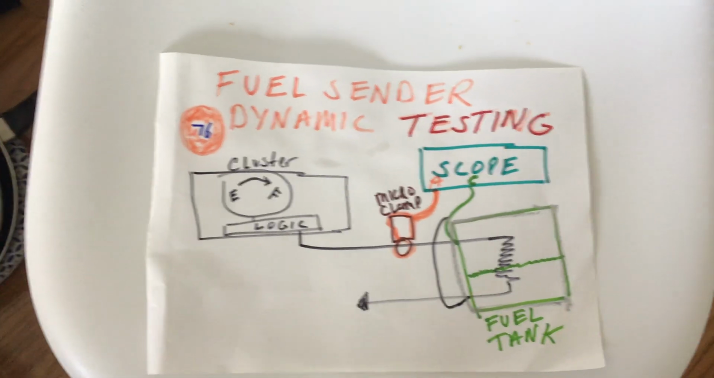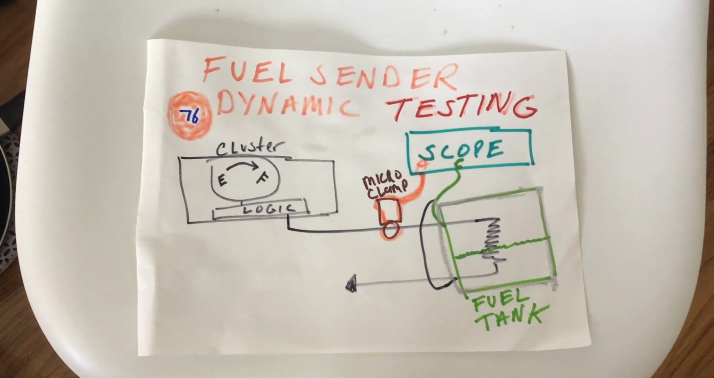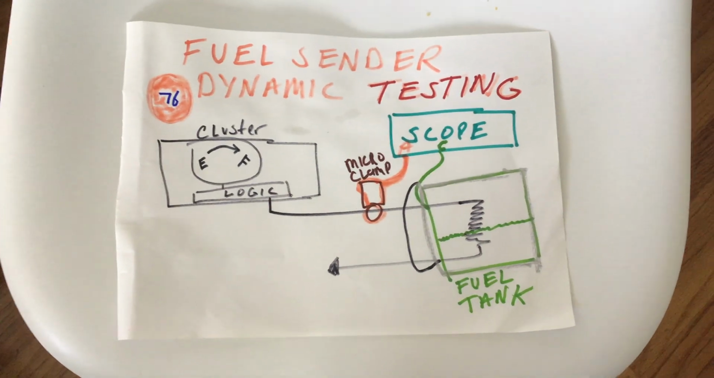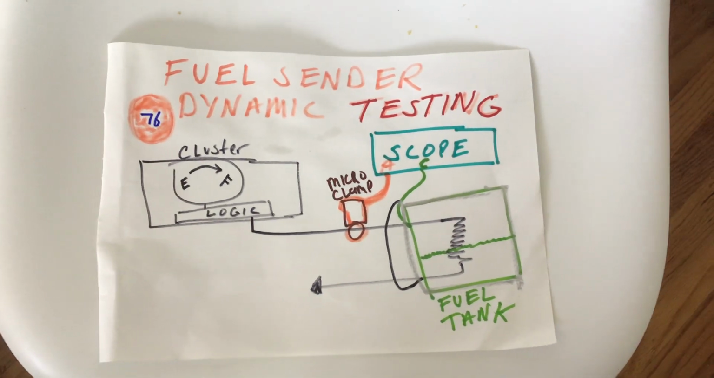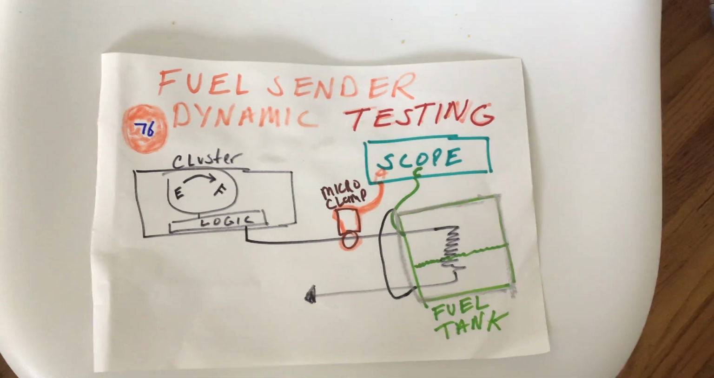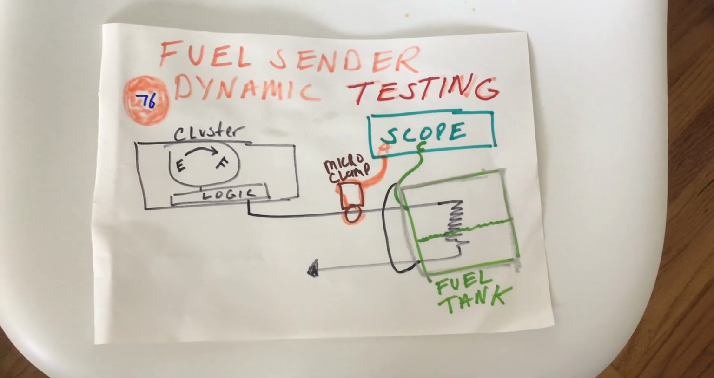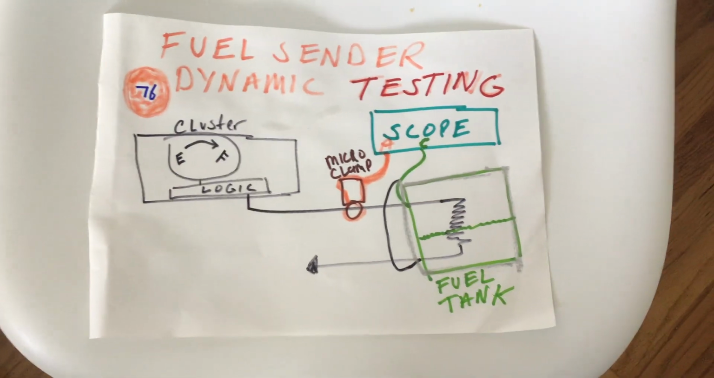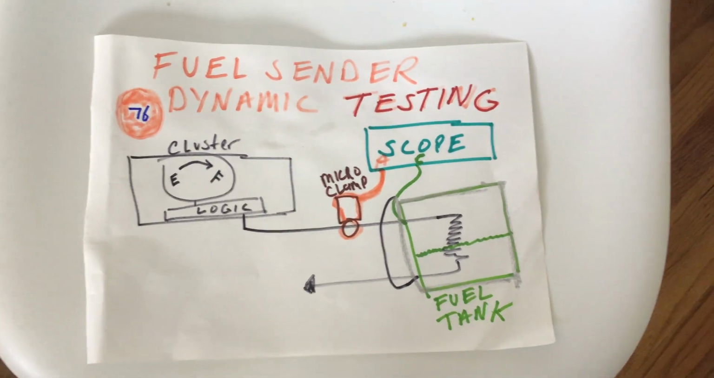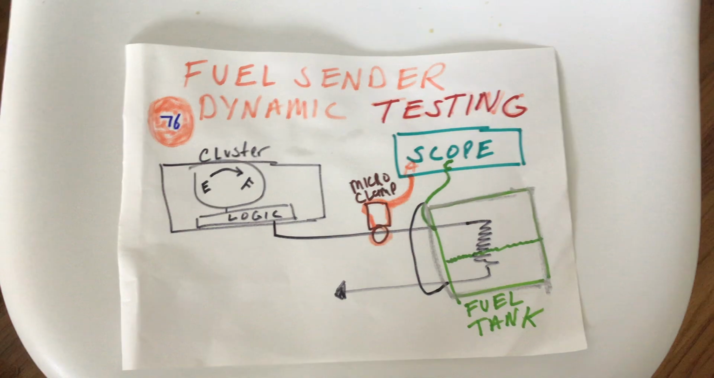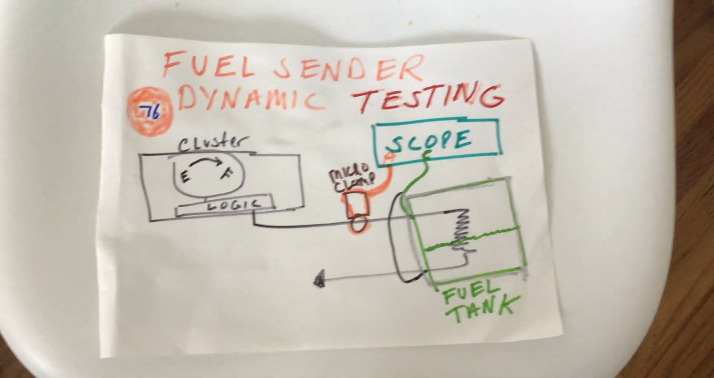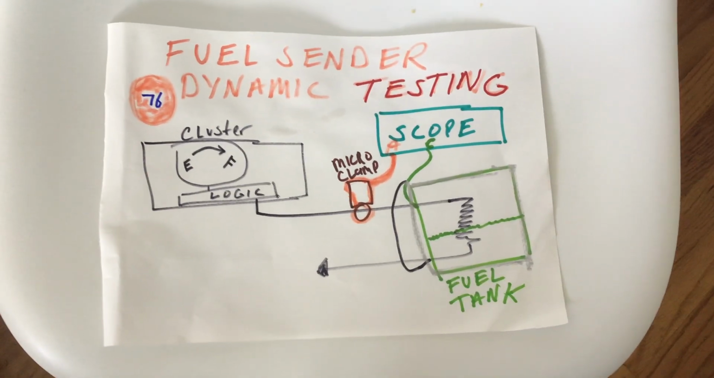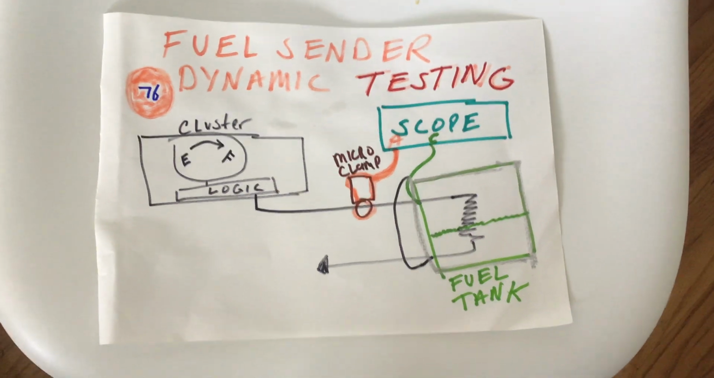Today I want to talk about fuel sender dynamic testing. This is not something we see that's common. A lot of times when we think about a fuel sender, we think about the ohm meter and we directly measure the resistive value of the sender, or we could rely on scan data. But this is a different venue. In this situation, we're going to dynamically check the fuel sender in action.